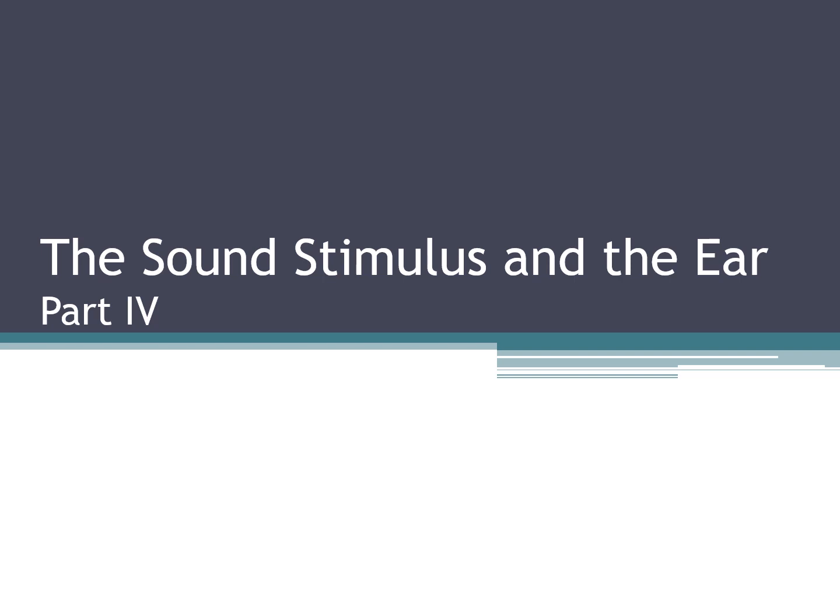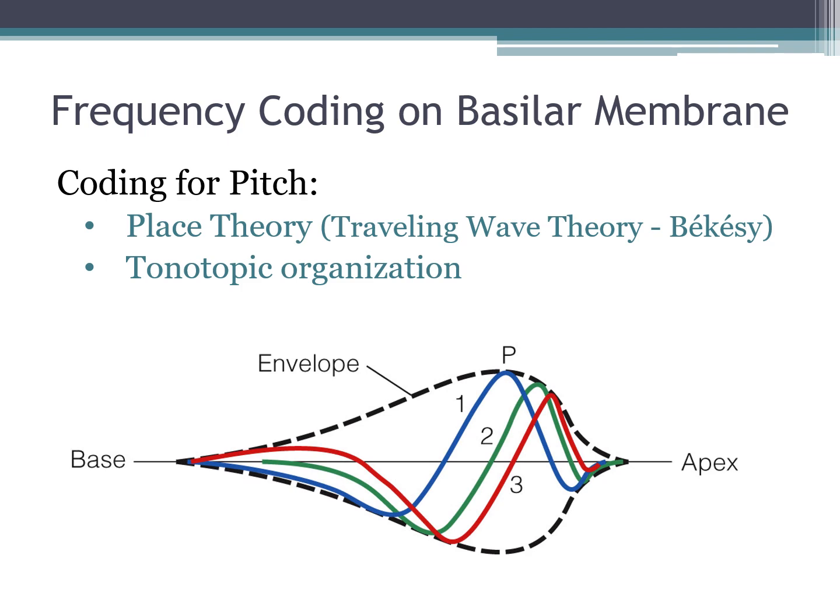We will get to what I think is the last part, part 4 of the sound stimulus and the ear, as we continue talking about how the auditory system codes for pitch. I'm going to repeat this picture and this concept because we have these two theories for how we code for pitch or frequency on the basilar membrane. Frequency being the physics, pitch being the perception.